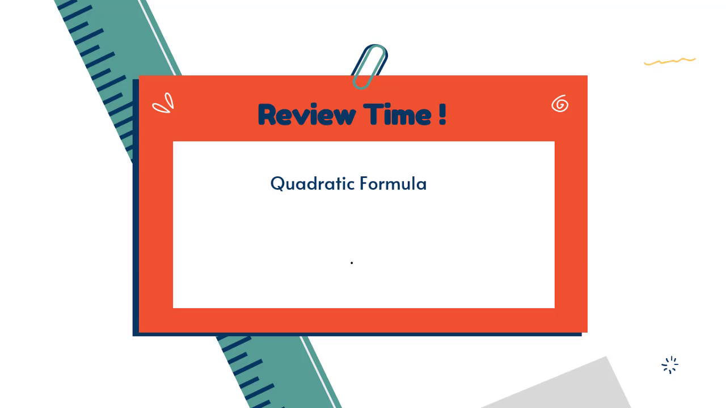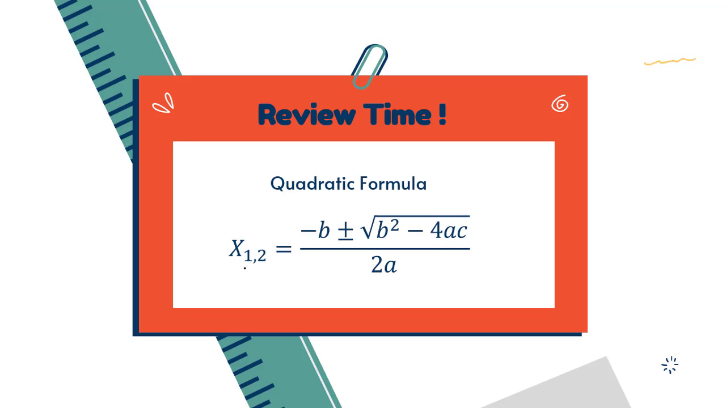Do you still remember the quadratic formula to find the solution of a quadratic equation? Yes, I think so. So this is the quadratic formula: x1,2 is equal to minus b plus minus the square root of b squared minus 4ac, all over 2a. This formula contains the value of discriminant, which is b squared minus 4ac. You can call it discriminant, or in Greek symbol, we can write D.